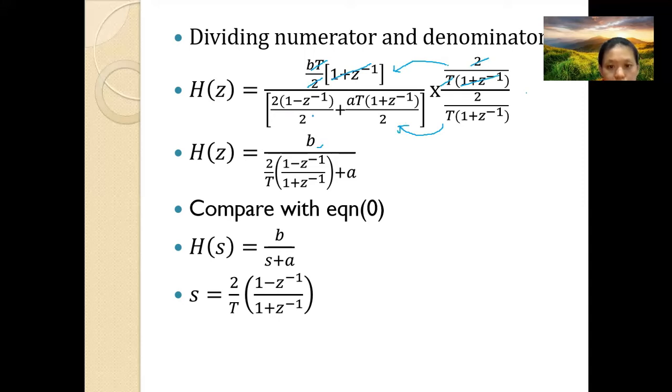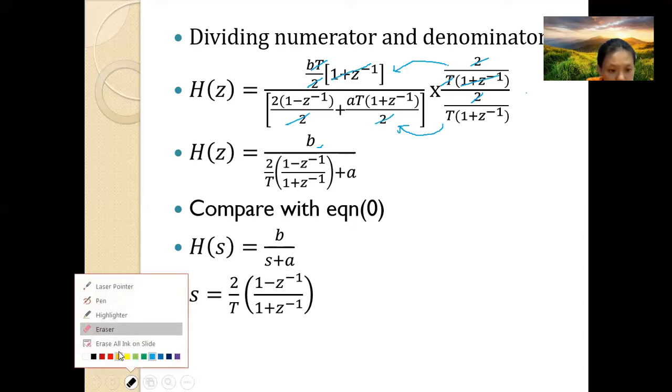For the below, we cancel off these 2 and these 2 here. And for this one, 1 plus z minus 1 will need to be multiplied inside. So we will have t, 1 plus z minus 1, and here we have 2 and 1 minus of z minus 1, and plus our a. So by comparing with equation 0, which is H(s) equals b divided by s plus a.